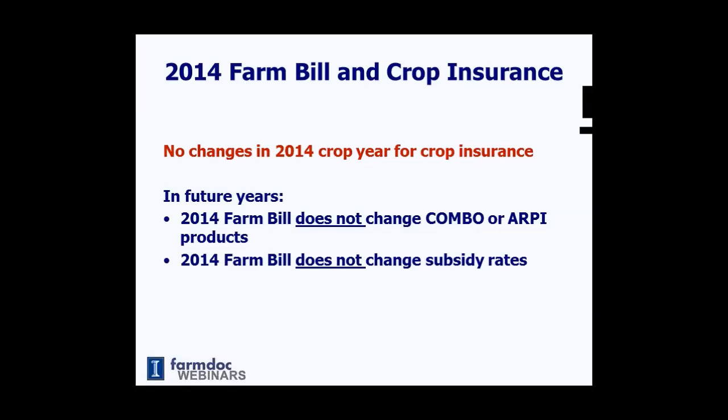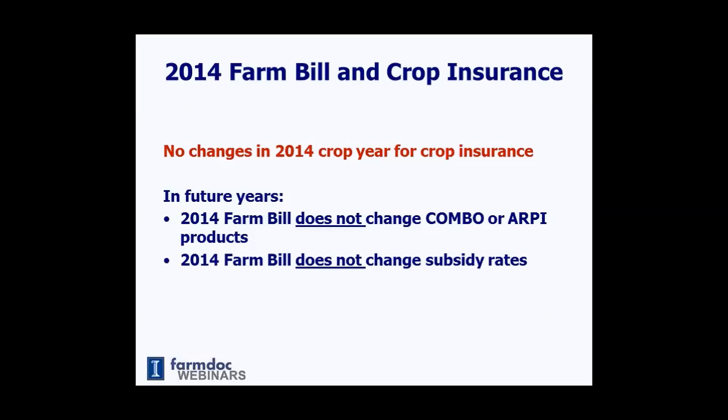In addition, it is important to note what the Farm Bill did not do. It did not change the combo or the area risk protection insurance product. Those policies will be available in 2015, 2016, 2017. So those policies are not changed. Also, the 2014 Farm Bill did not change the subsidy rates. So the same subsidies that existed pre-2014 Farm Bill exist after the 2014 Farm Bill. So you'll have the combo product available next year, and the premiums from that combo product will not change as a result of the 2014 Farm Bill changing subsidies.